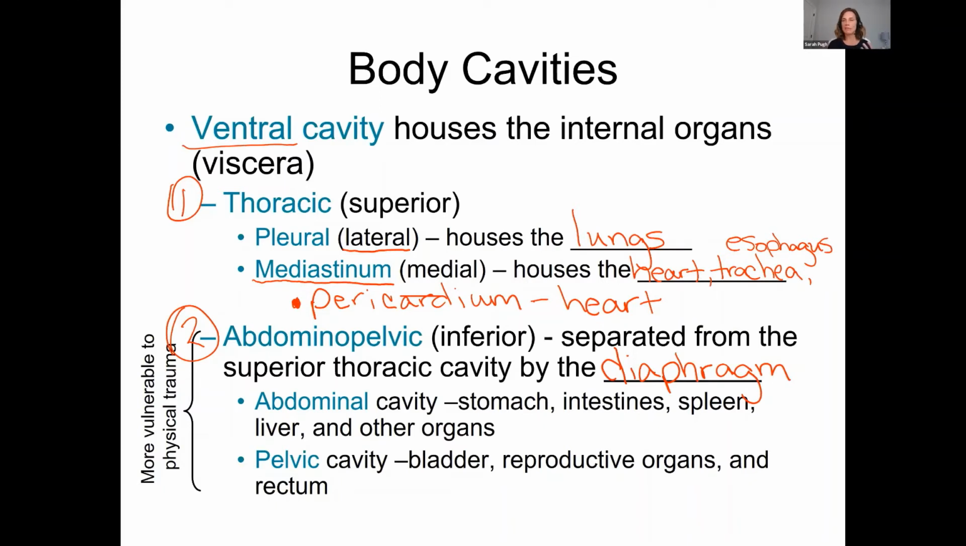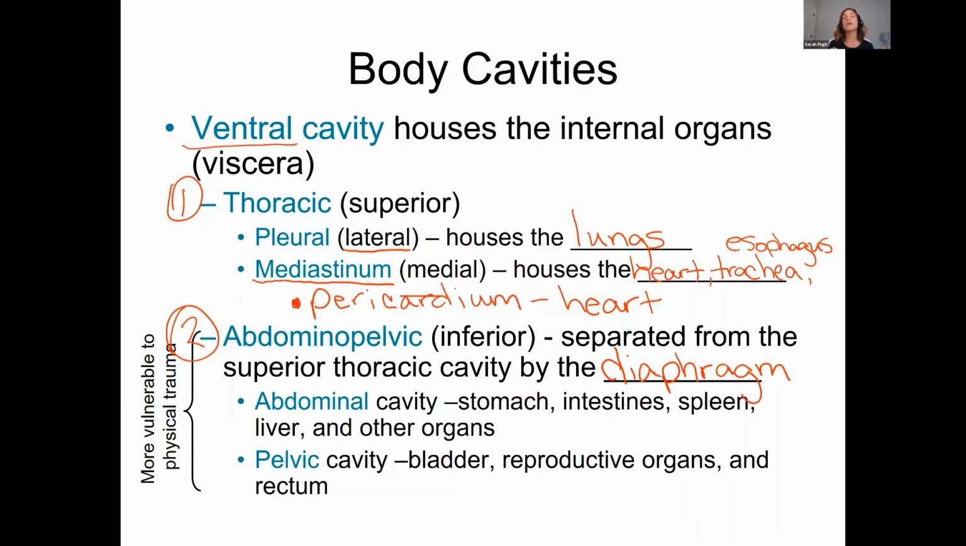So I know that's a lot of cavities in there. So let's say I ask you a question. Maybe something like, in what cavity do you find the heart? You could tell me pericardial cavity. Or you could tell me mediastinum. Or you could tell me thoracic cavity. Or you could even say ventral cavity. All of those are correct. But if I ask you, in what cavity do you find the heart, and be specific, you would say pericardial cavity.